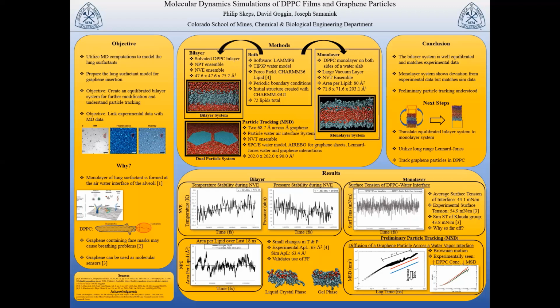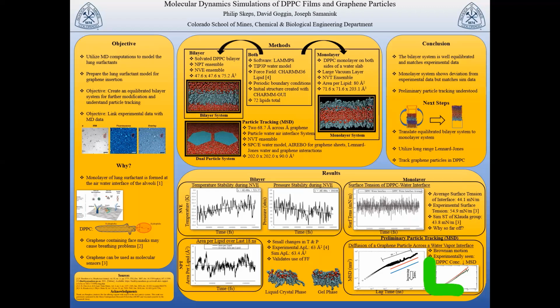Also, the system may not be fully equilibrated because it is difficult to equilibrate air-DPPC interfaces. The problem is solved by first equilibrating a bilayer system and translating the lower leaflet in the Z to form a closer equilibrated monolayer. In the preliminary tracking system, it is shown that graphene exhibits Brownian motion by the region of the graph with a slope of 1.